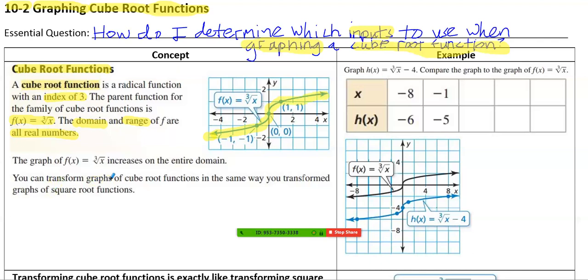And you can transform graphs of cube root functions in the same way you transformed graphs of square root functions. So you put in the work before, all that a and h and k business and how those transform the function. You've put in that work. This is easy. You've already done this before.